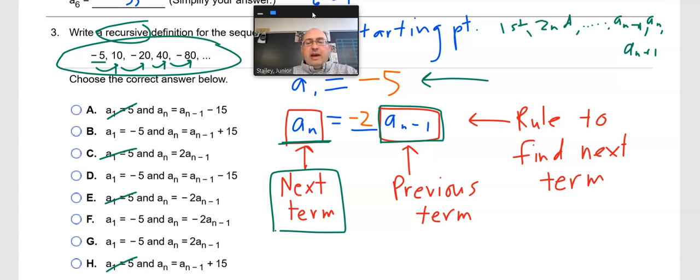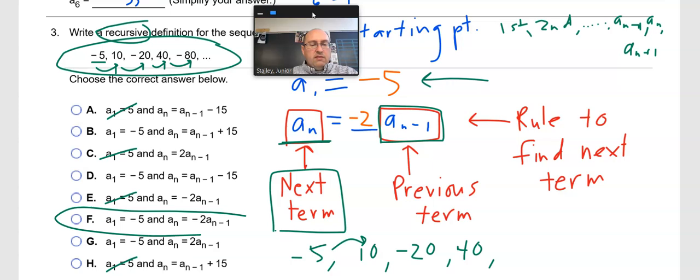So recursive patterns, okay? I start with -5, and according to this, to find the next term, I take the previous one and multiply by -2. So that times -2 times -2. All I'm doing is taking the previous one and multiplying by -2, according to this pattern, which I think is letter F, starting with -5 and then multiplying. The next term equals the previous term times -2.